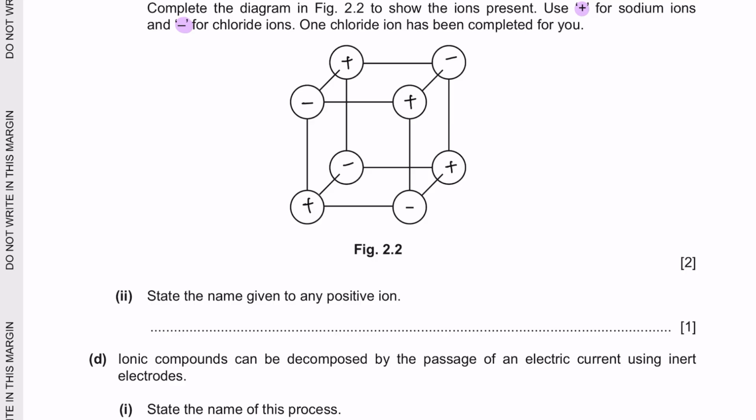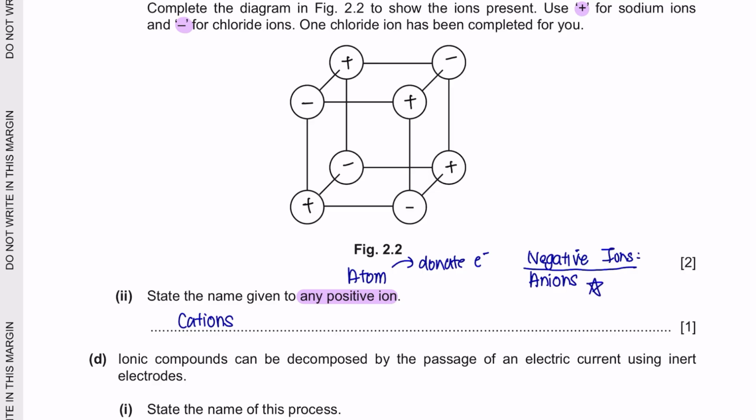Next, part 2. State the name given to any positive ion. When an atom donates electron, it forms a positive ion. And the term given to this is cations. And for negative ions, we use the term anions.